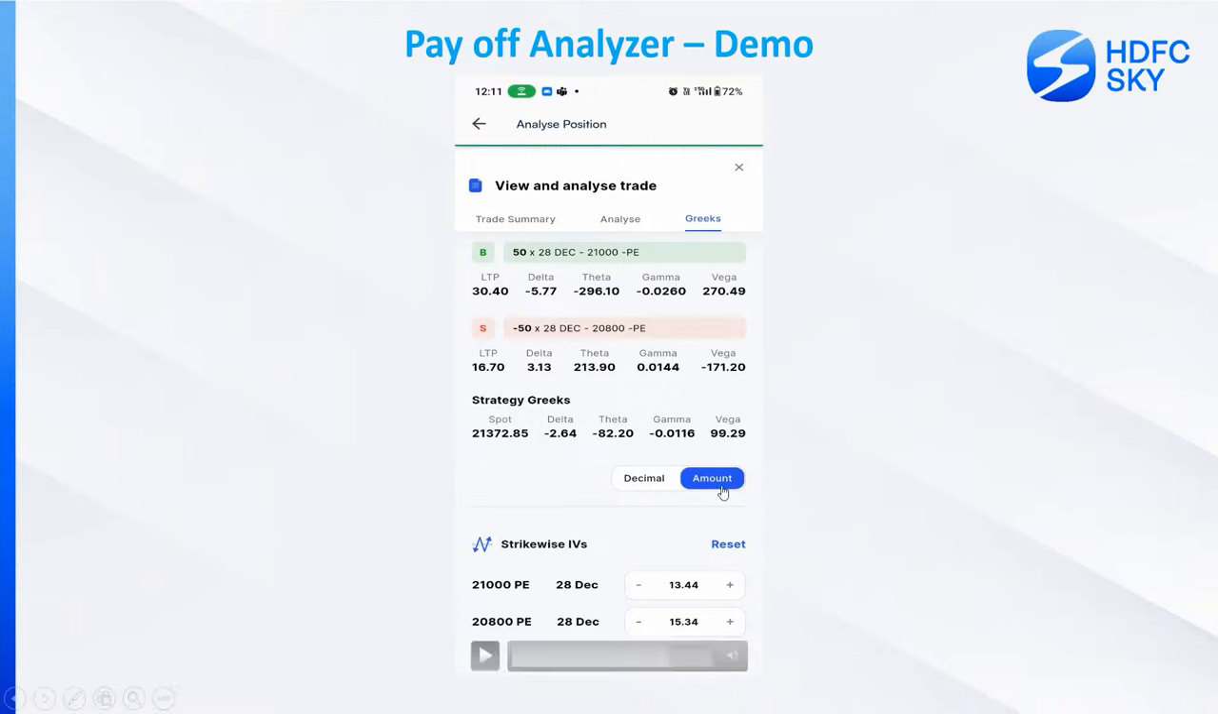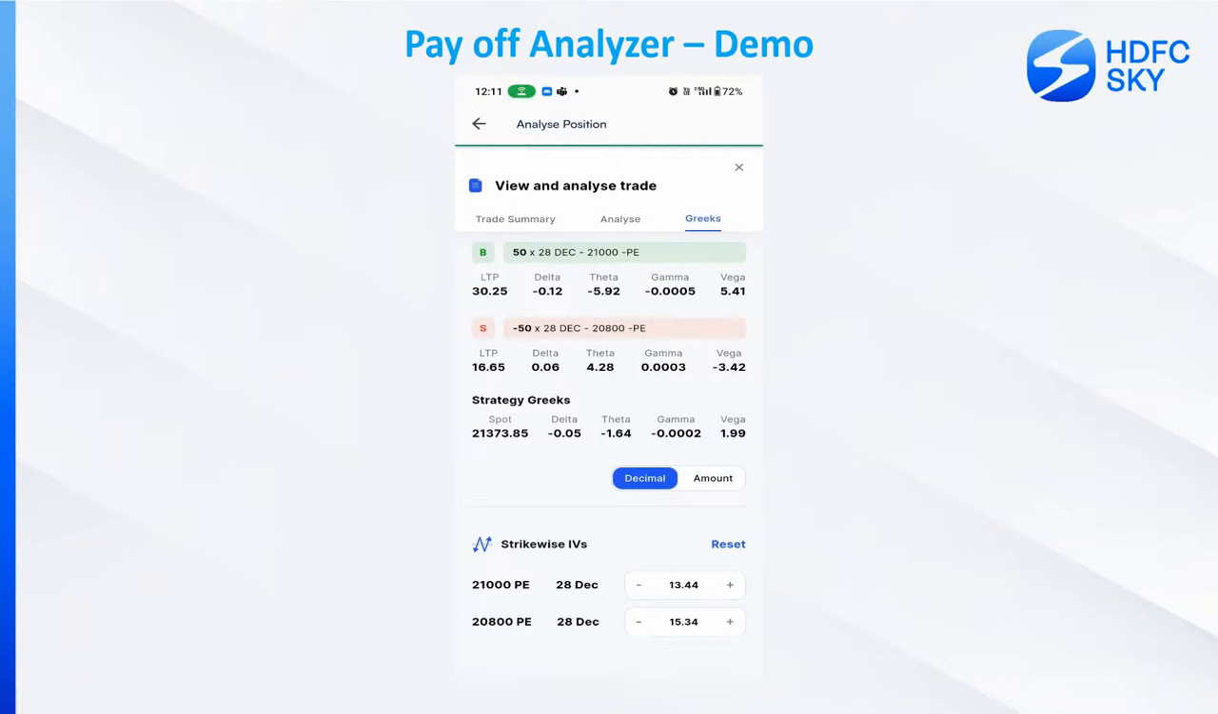So the Greeks have been displayed in two terms, one is decimal and one is amount. So what is decimal? Decimal is just in absolute terms, you will be able to see the Greeks. What are the absolute terms? If there is a 1 point movement in your underlying, what will be the impact on your particular strategy leg, and what will be the impact on the overall strategy? And also you can see it in amount terms.